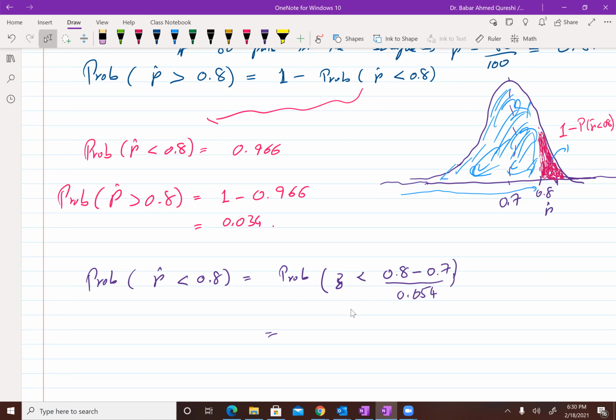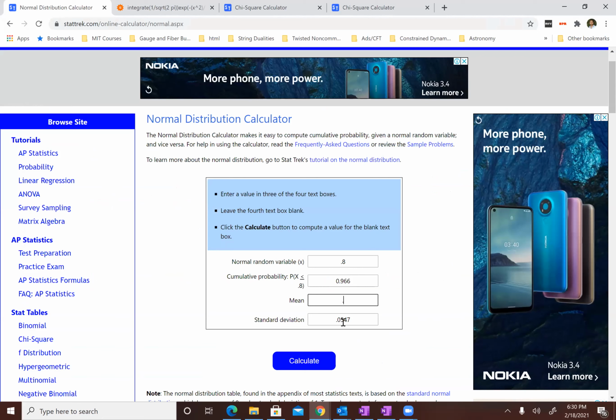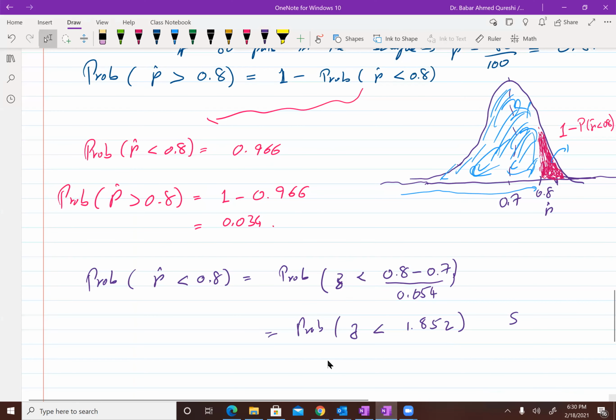So the probability of Z being less than 1.852. And you can look in the chart, but I'm just again going to look, thinking of it as my chart. For the standard normal, you have a 0 here, standard deviation 1, and I have to put in 1.852, which is the same as what I got before. I got 0.966 before. This time I got 0.968 because of rounding errors. Same as before.